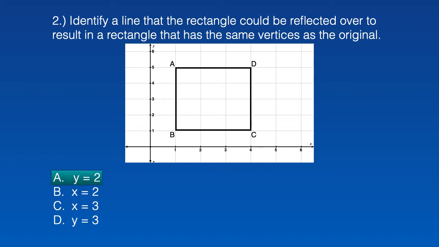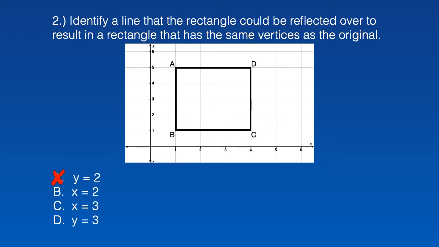Our first answer choice is y equals 2. Y equals 2 is a horizontal line right there. If we do a reflection over that line, you could see that the rectangles do not match up. So that answer is wrong.